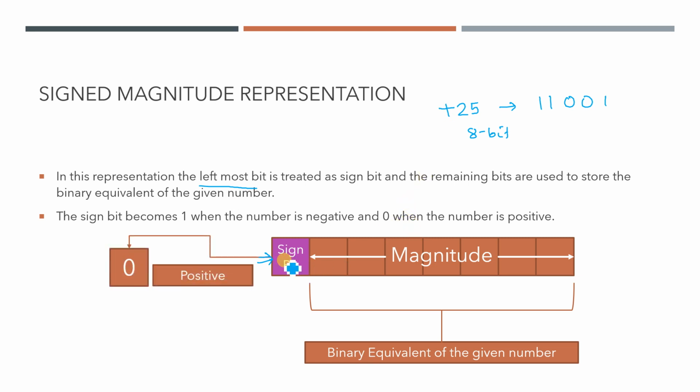First of all, the sign bit will be 0 if the number is positive, and the sign bit will be 1 if the number is negative. Got the concept? I am repeating: in sign magnitude representation, if the word size is given, then the leftmost bit will represent the sign bit, and the remaining bits represent the magnitude. Magnitude is nothing but the binary equivalent of the given number. Sign bit can be 0 or 1. If it is 0, then it is positive. If it is 1, it is negative.